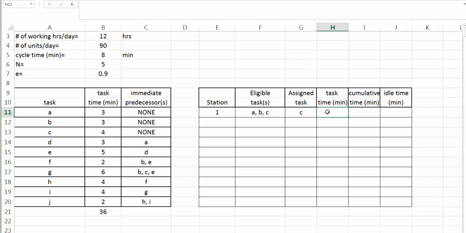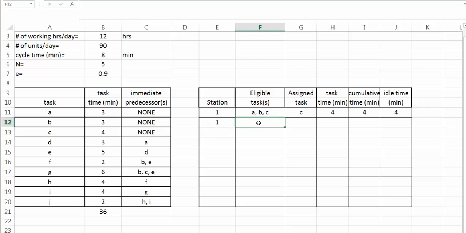How long does it take? Well, 4 minutes. Cumulative time, because that's the first one, will be 4 minutes as well. Idle time, because every workstation gets 8 minutes, will be equal to 8 minus 4, which is also 4 minutes. Workstation one has 4 minutes of idle time. That means we can assign more tasks to workstation one.